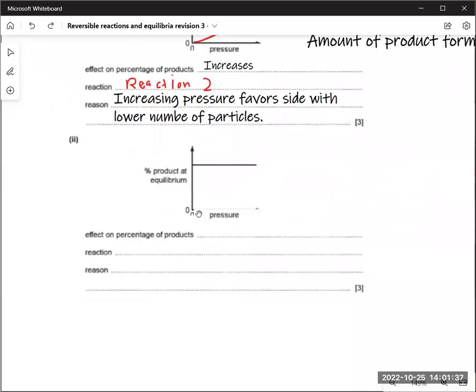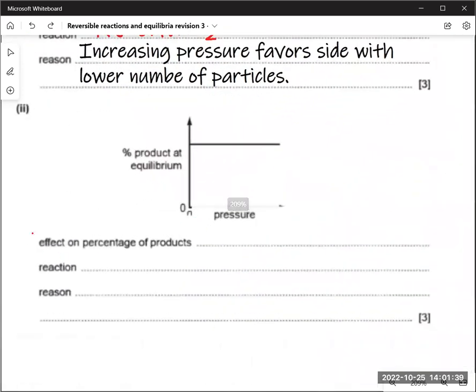Okay. Now answer the second one then. Read. Effect on percentage of products. It's constant. Constant. Good job. You're understanding, right? Good job.